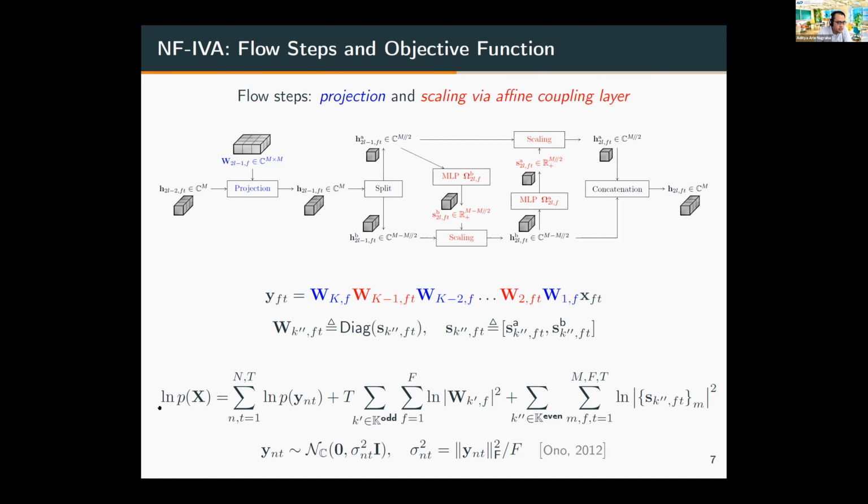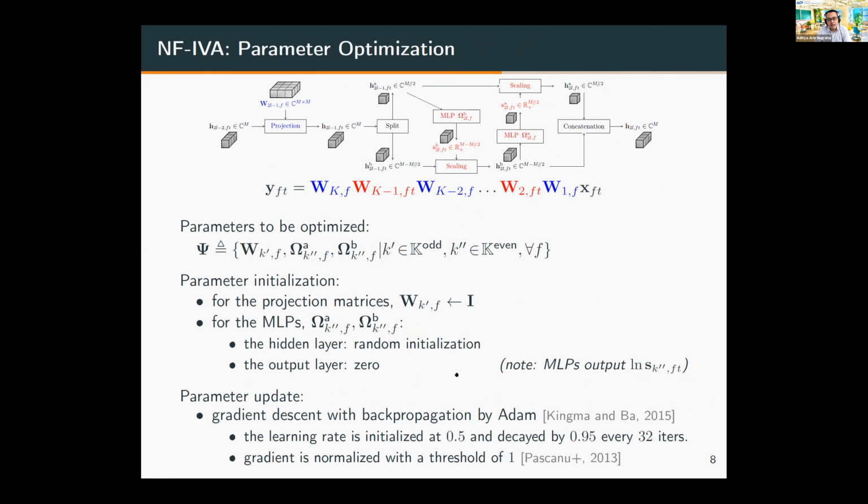And to maximize the mixture log likelihood, we have to take into account the log absolute determinant of the projection matrices and the scalings. Here we assume that the vector Y_nt follows a time-varying Gaussian distribution, whose variance is computed in the maximum likelihood sense as shown here. So the parameters to be optimized are the projection matrices, the W, and the MLPs, the multi-layer perceptrons, omega B and omega A here.